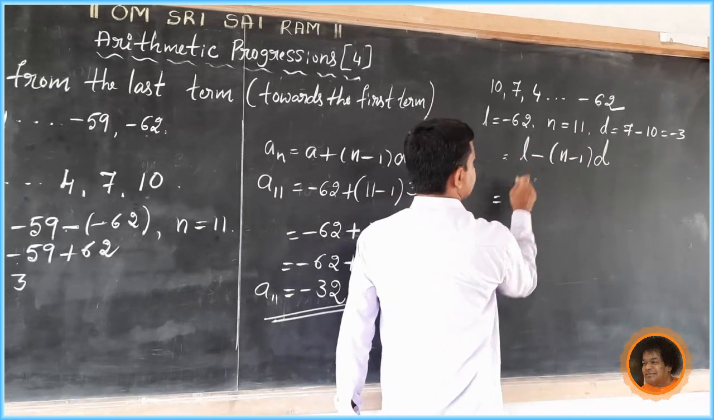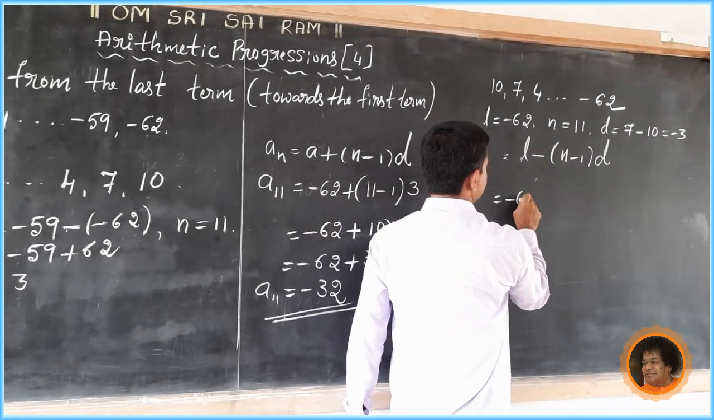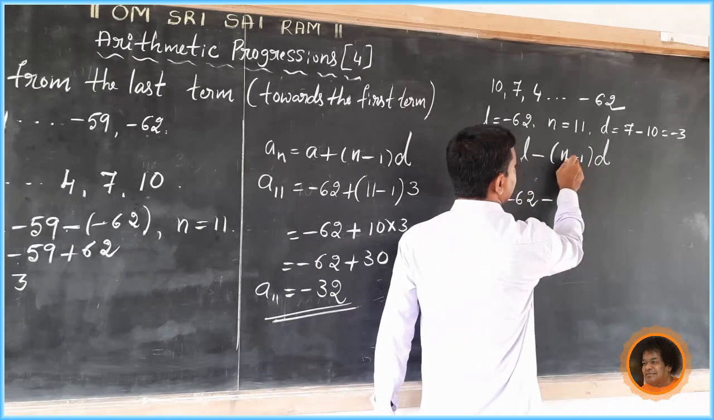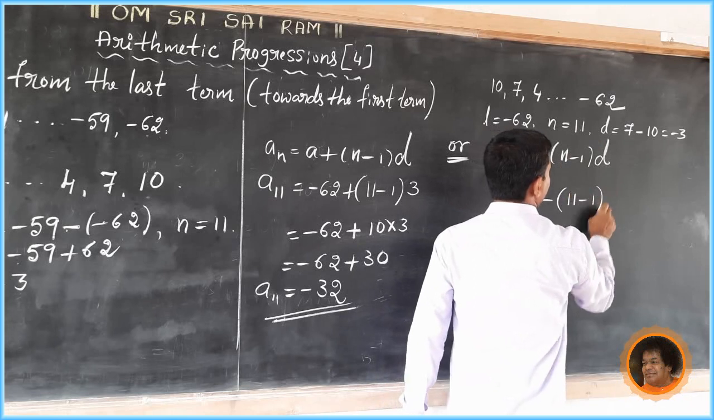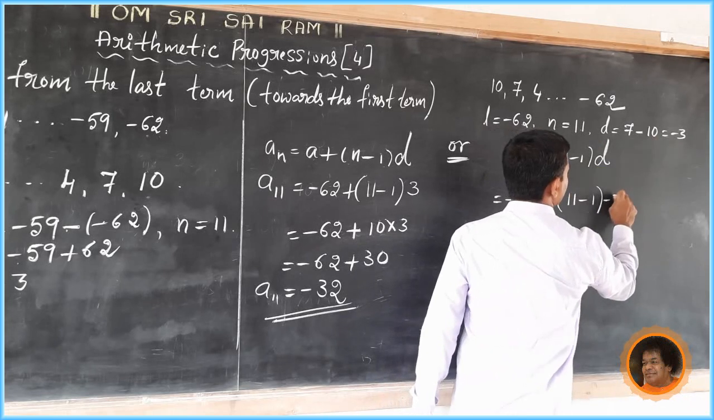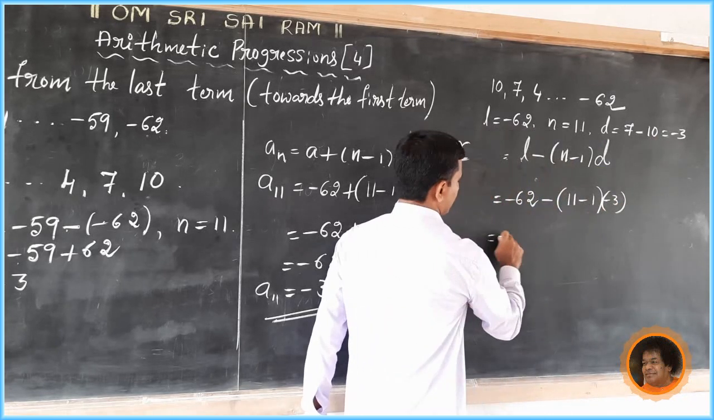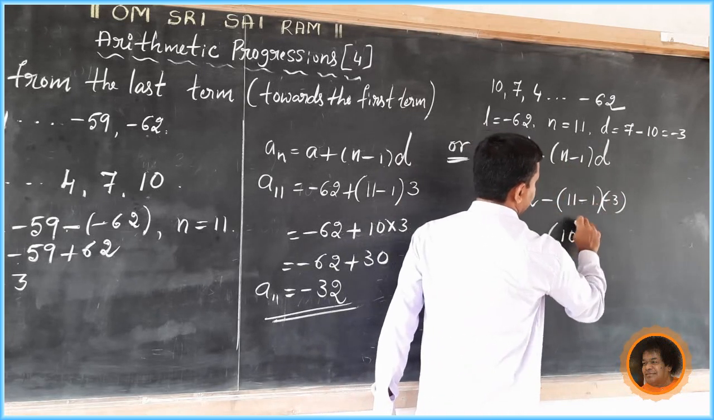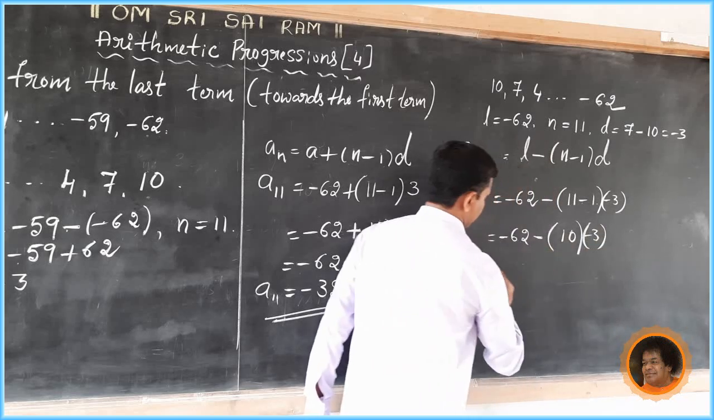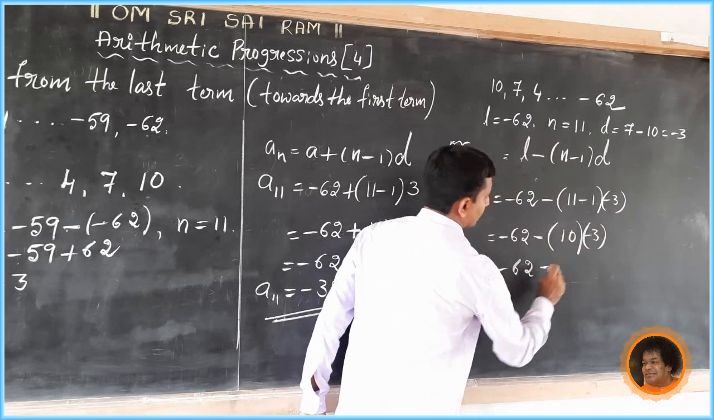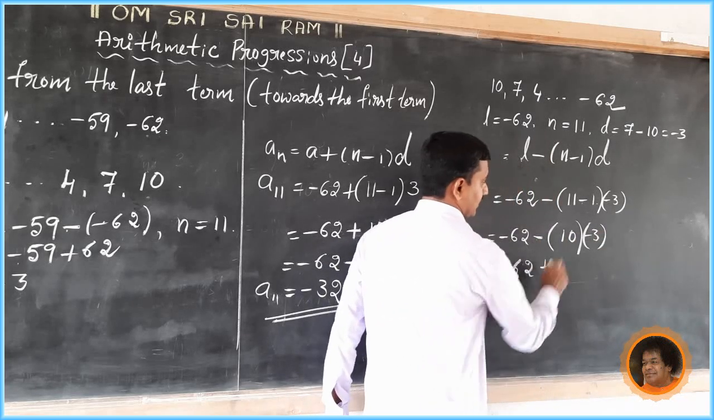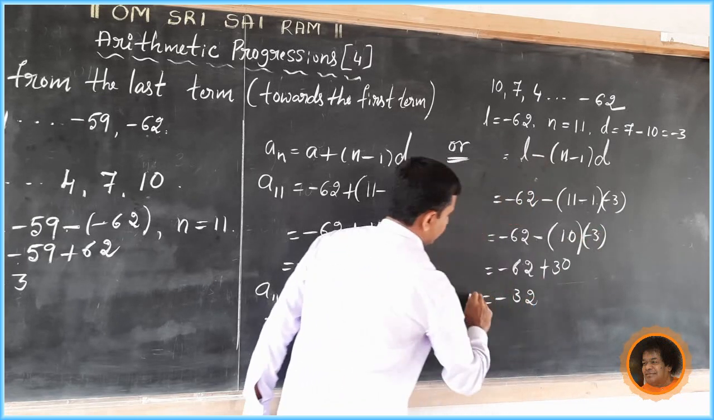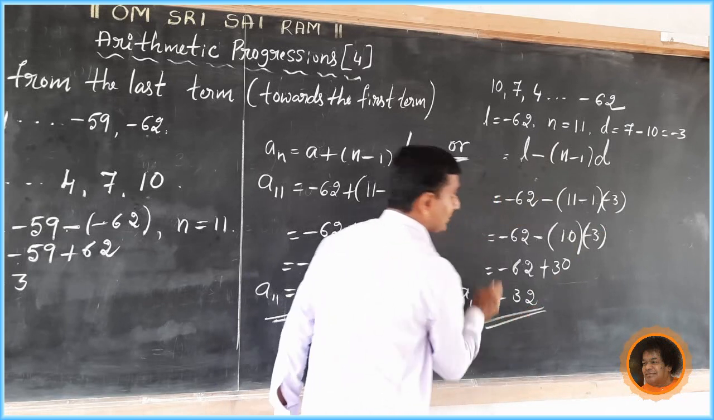So equal to l, last term is minus 62, minus n number of terms 11 minus 1 into d value minus 3. So equal to minus 62 minus 11 minus 1, 10, into minus 3. Now simplify. Minus 62 plus 10 into 3, 30. So equal to minus 32. So this is the 11th term.